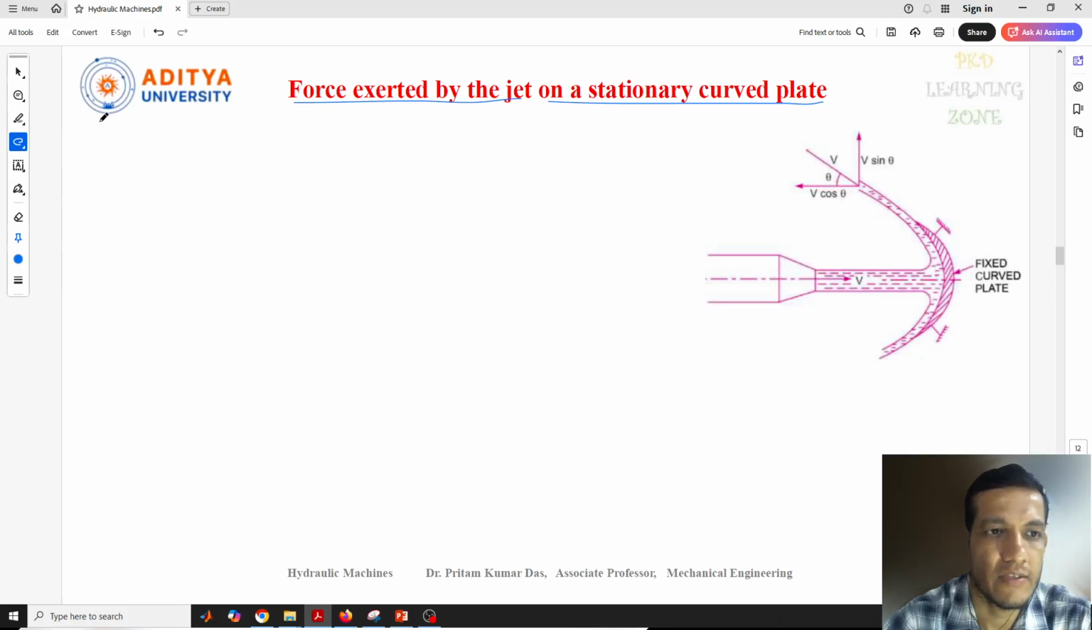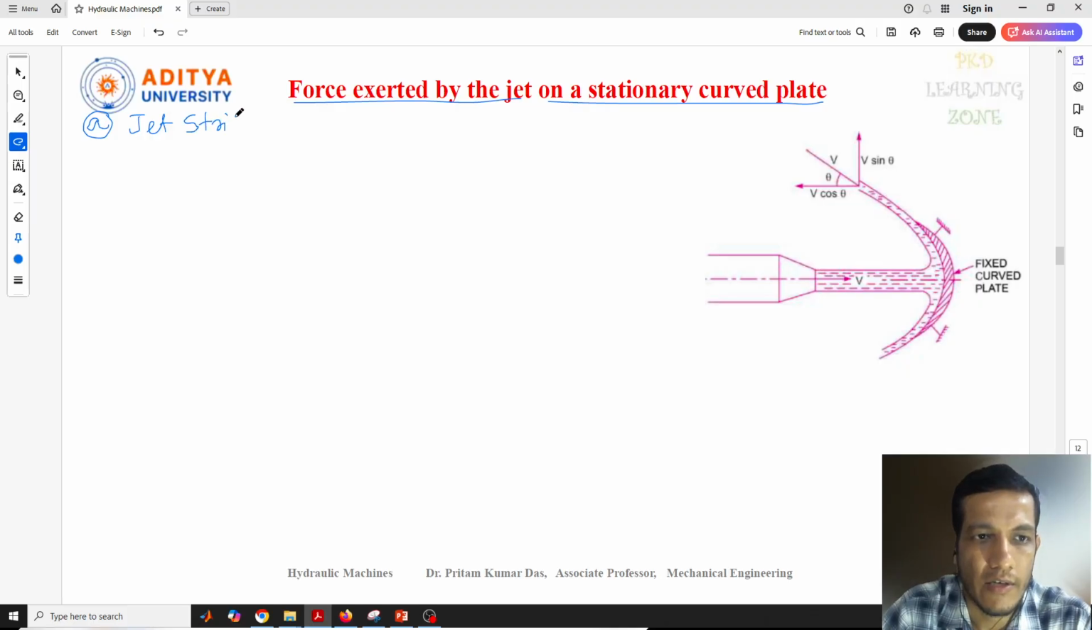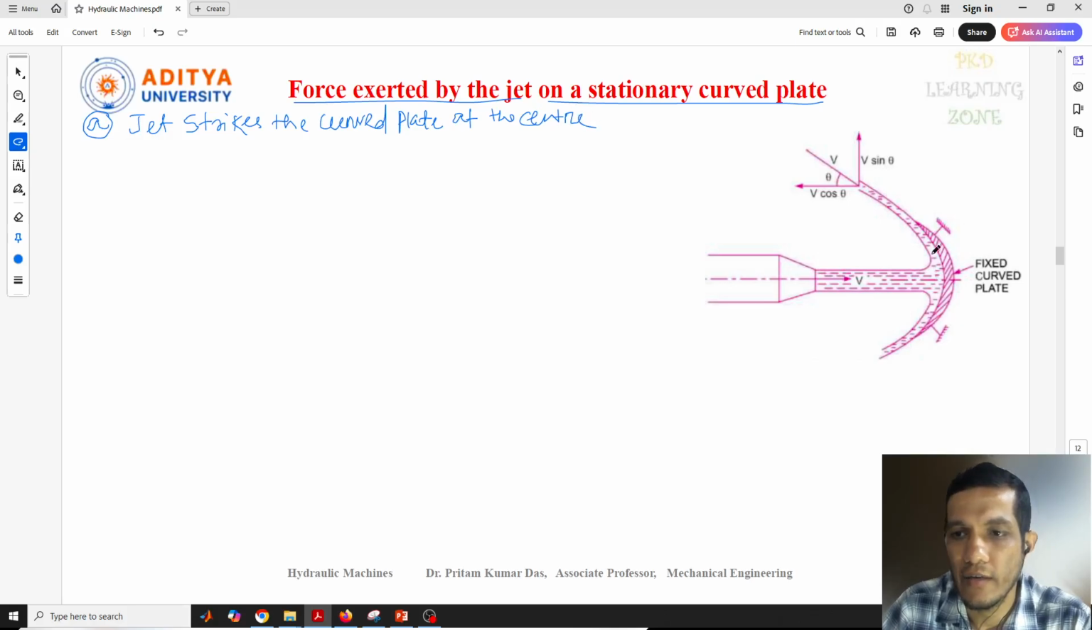The first category, or first condition, is that the jet strikes the curved plate at the center. As you can see in the diagram, the jet is striking the curve plate at the center of this plate, and this is one category.